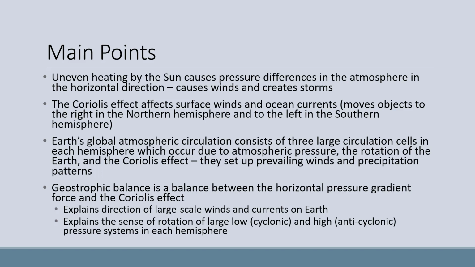Earth's global atmospheric circulation consists of 3 large circulation cells in each hemisphere, which occur due to atmospheric pressure, the rotation of the Earth, and the Coriolis effect. They set up prevailing winds and precipitation patterns. Geostrophic balance is a balance between the horizontal pressure gradient force and the Coriolis effect. It explains the direction of large-scale winds and currents on Earth. It also explains the sense of rotation of large, low, or cyclonic, and high, anticyclonic, pressure systems in each hemisphere.